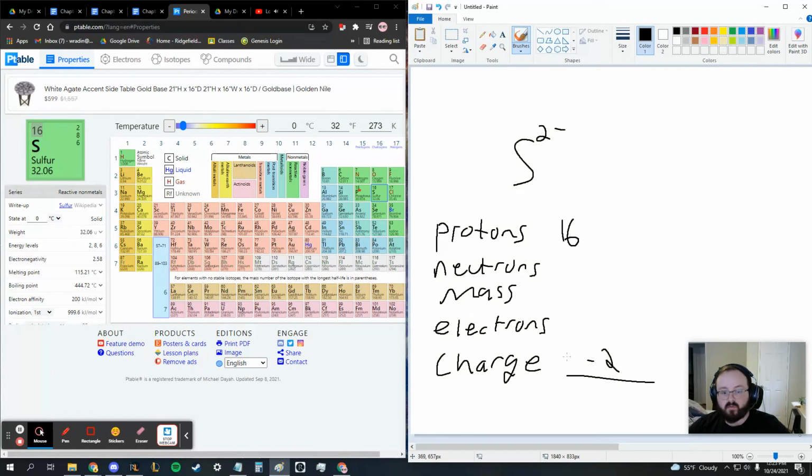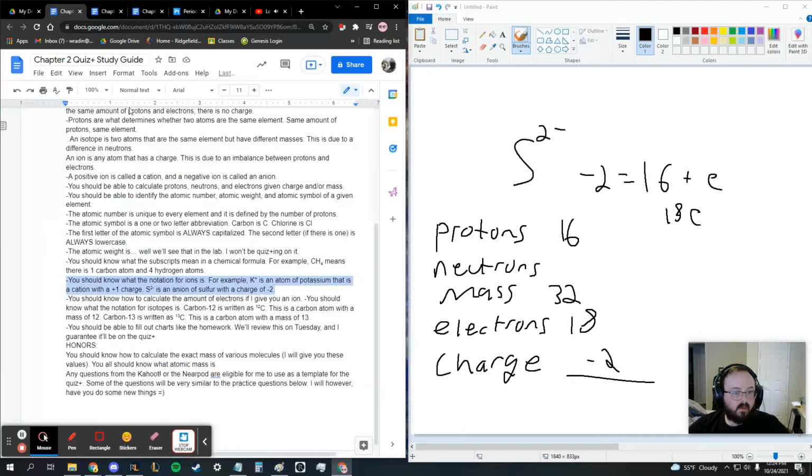So with this information, we can find out how many electrons there are. So if our -2 equals 16 plus the electrons, it's the same thing we did before, and we should get to 18 electrons. Now, I actually do need to give you more information here, so I'm going to say that the mass here is 32. And from here, we can calculate our neutrons: 32 equals 16 plus neutrons, and we can get to 16 neutrons. Like so.